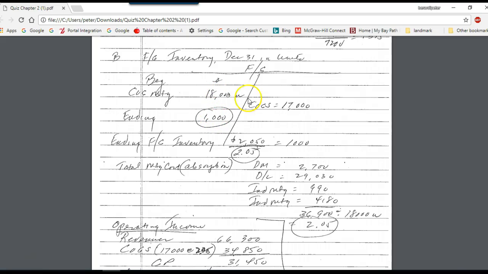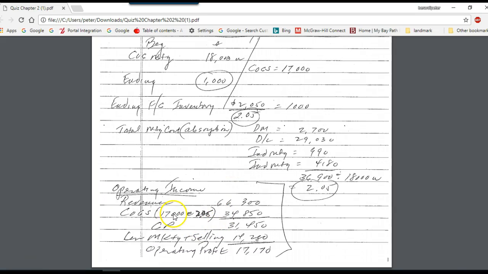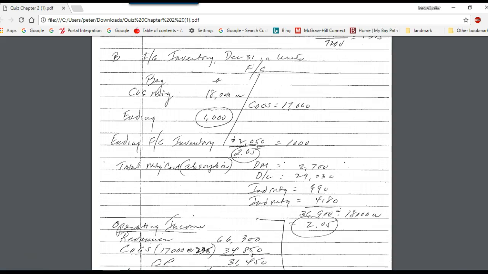This is just simply inventory accounting. The cost of goods sold is 17,000 units. And we know that the cost per mug is $2.05. Therefore, 17,000 at $2.05 gives us a cost of goods sold of $34,850. Gross profit then is $31,450. I simply take the marketing and selling expenses, and subtract them to get an operating profit of $17,170 using the absorption method.